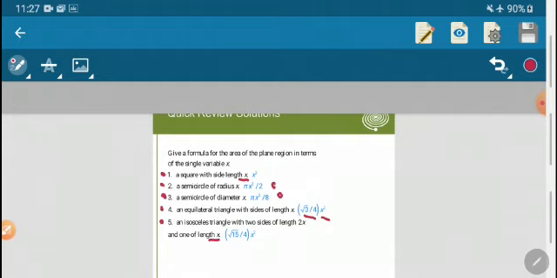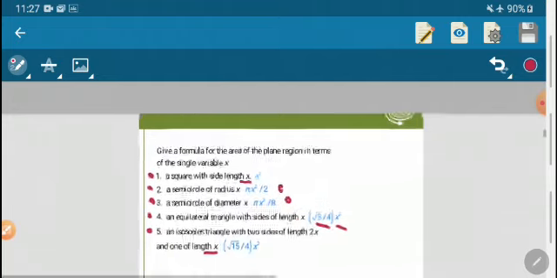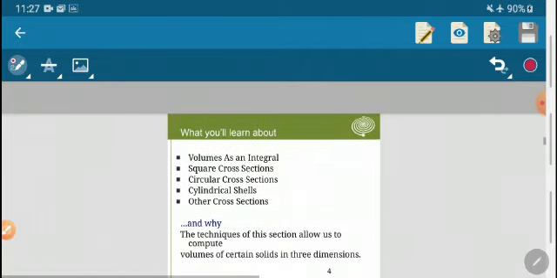And now let's see how to determine the volume. Why are we going to learn that? We're going to learn that to determine the volume of a certain solid in 3D, and how we're going to use square cross sections, circular cross sections, or cylindrical shells. That's our today's lecture: square cross sections, circular cross sections, cylindrical shells.